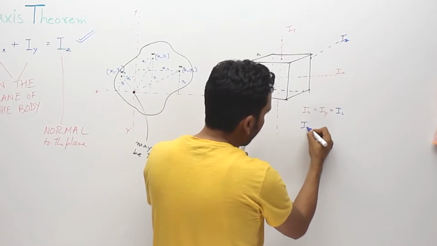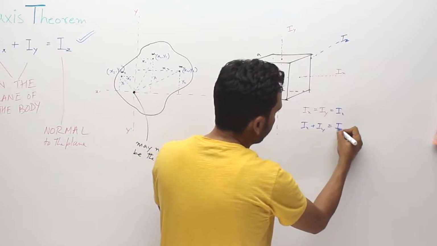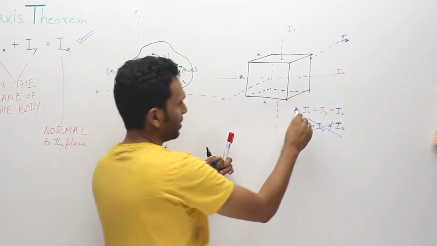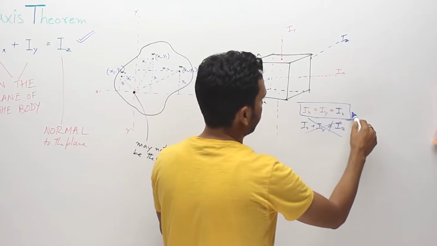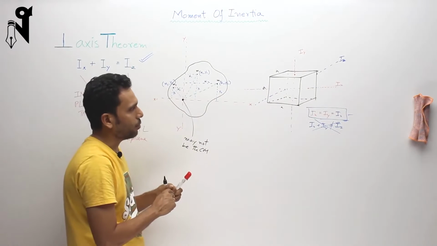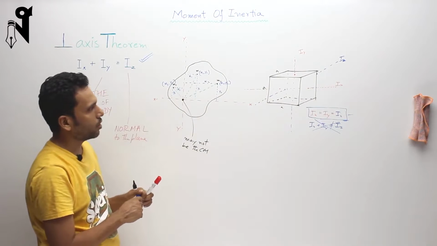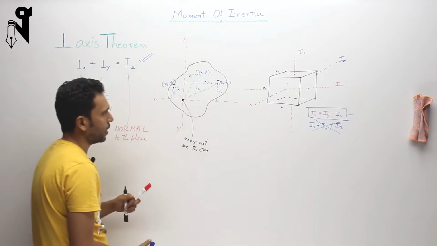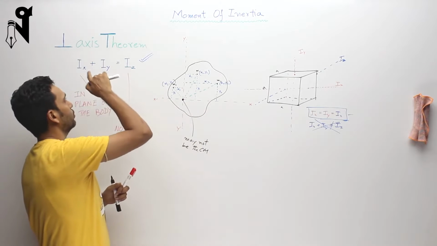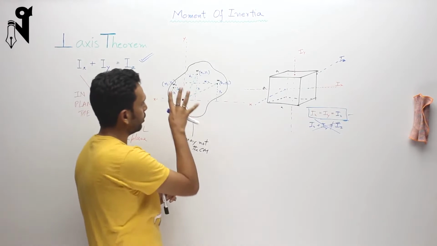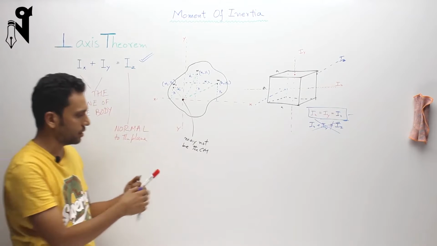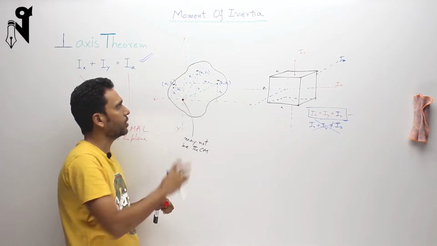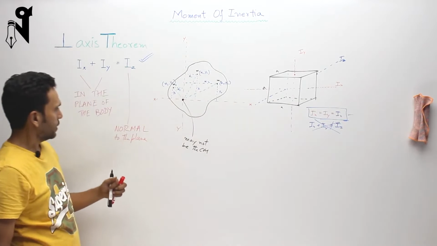Then can I write that Ix plus Iy is equal to Iz? That's absolutely wrong. This is right, that all the three will have the same moment of inertia. It's a 3D body, and your Ix plus Iy is equal to Iz won't work over here. So a clear demonstration that your perpendicular axis theorem is applicable only for laminar bodies which are having very shallow depth compared to its cross section.